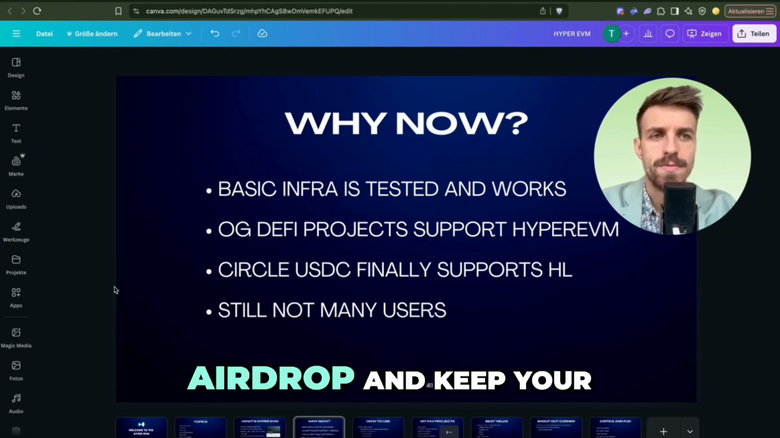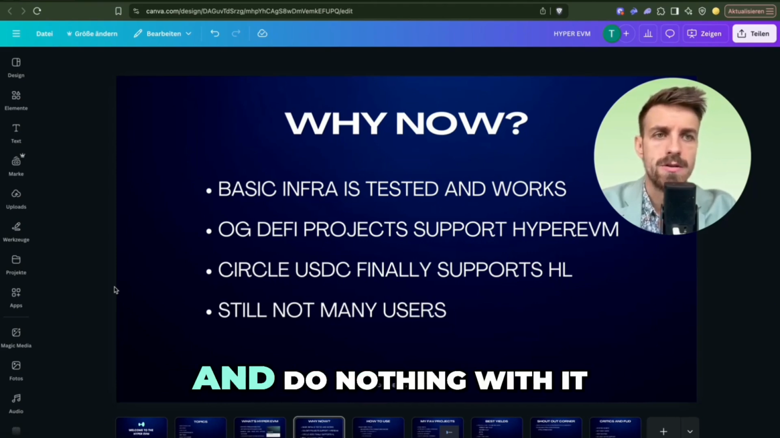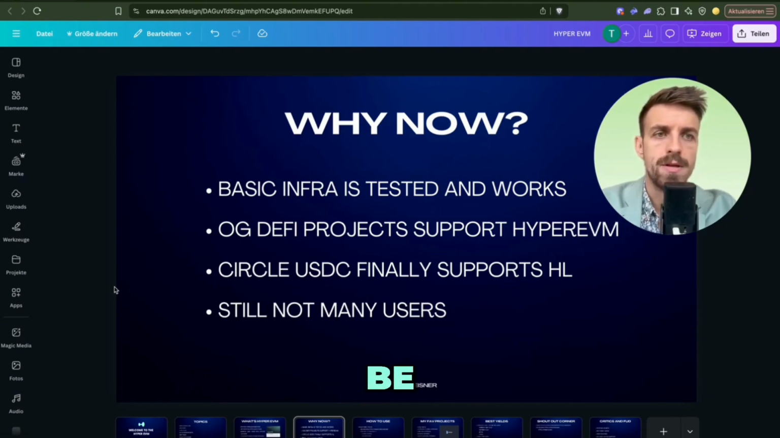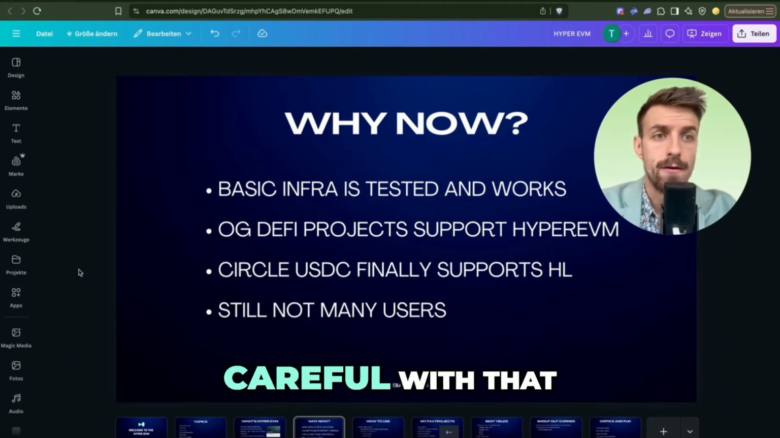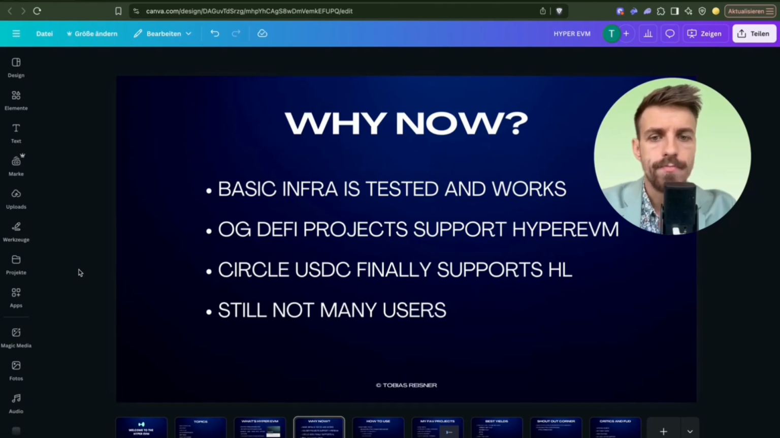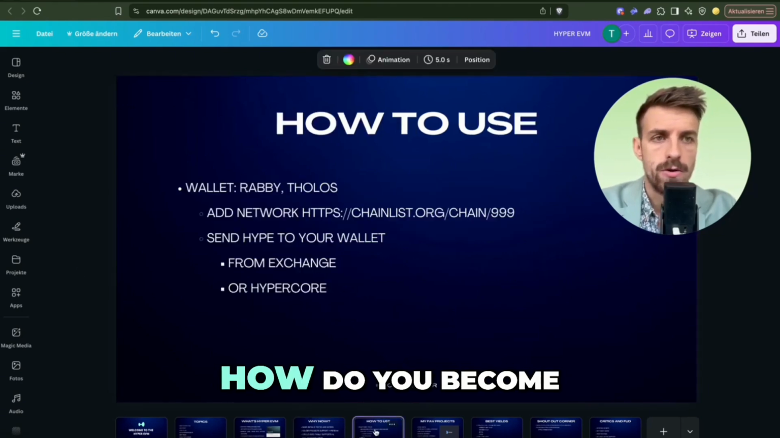don't celebrate the airdrop and keep your hype all on HyperLiquid and do nothing with it. I don't say that you have to risk all your hype. Of course, be careful with that, but you should be a user of HyperEVM. So how do you become a user?